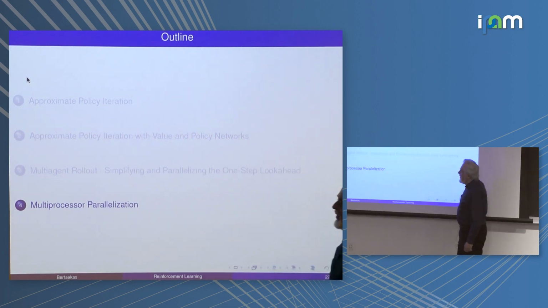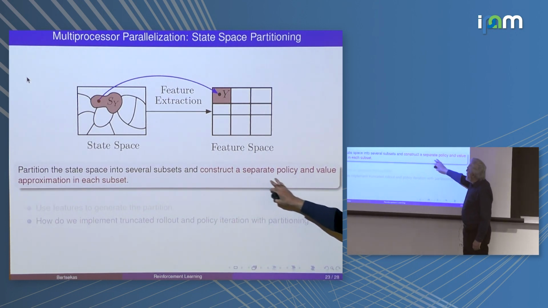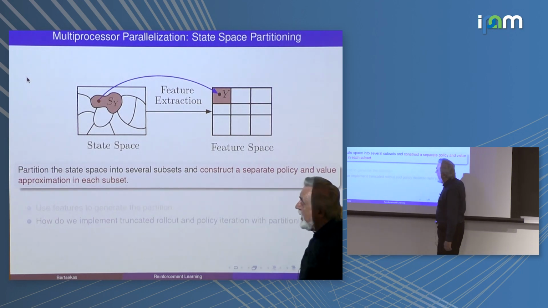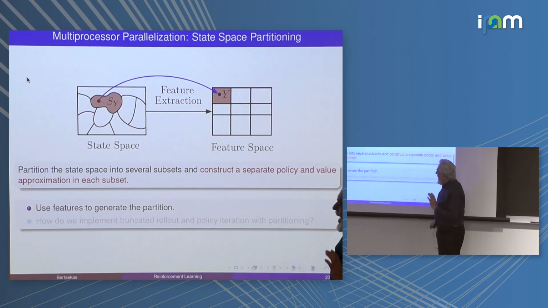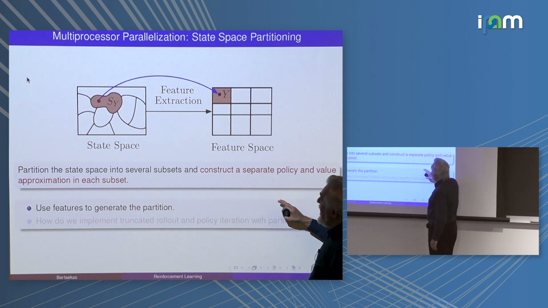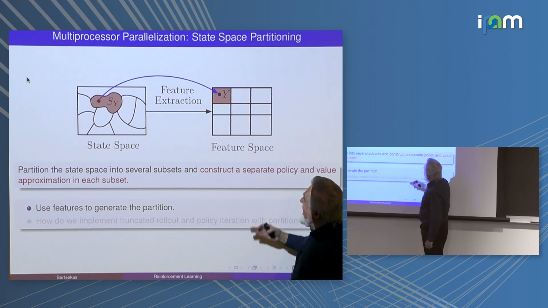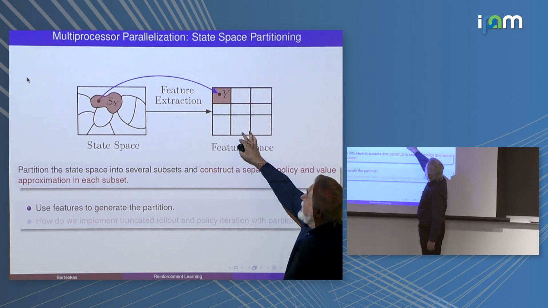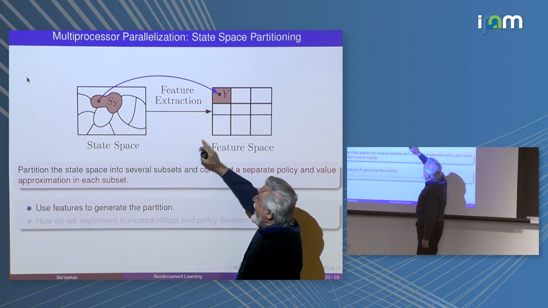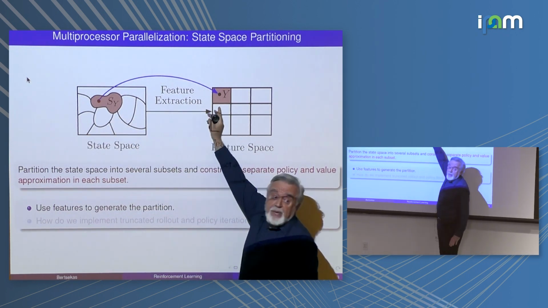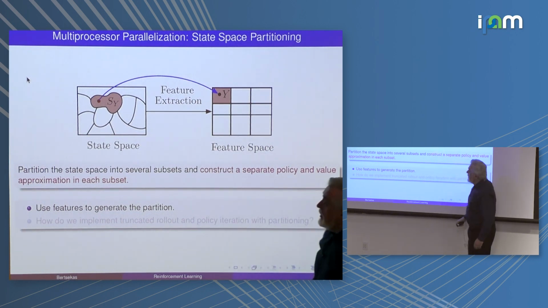Okay, multiprocessor parallelization, the other type of parallelization that's of interest here. The idea is that you have the state space, and you want to partition it into several subsets and construct a separate policy and value approximation in each subset. It's possible to do a regular, grid-type partition of this state space, but that's not a good idea. A better idea is feature-based partitioning, where you have a feature vector for each state, which summarizes important characteristics of the state, and you discretize more or less regularly the space of features, and then map this partition into that partition through feature extraction. So in each set of the state space partition, you have states with similar features. Put states together that are more or less similar in terms of their features.